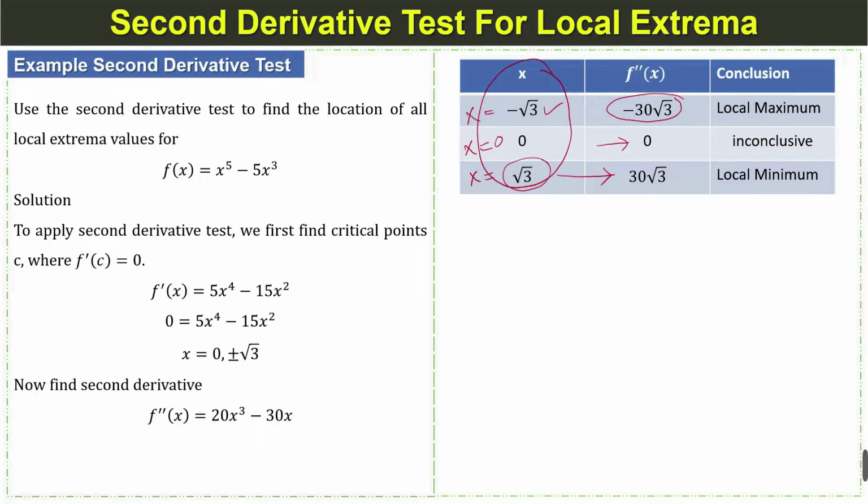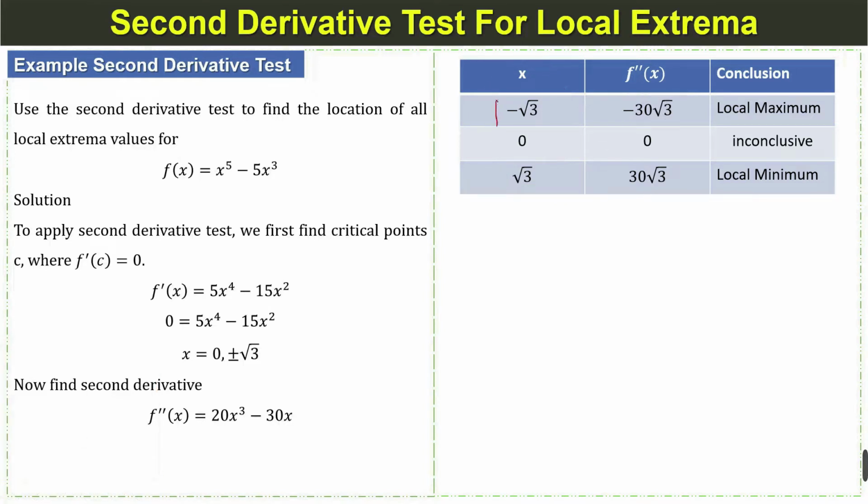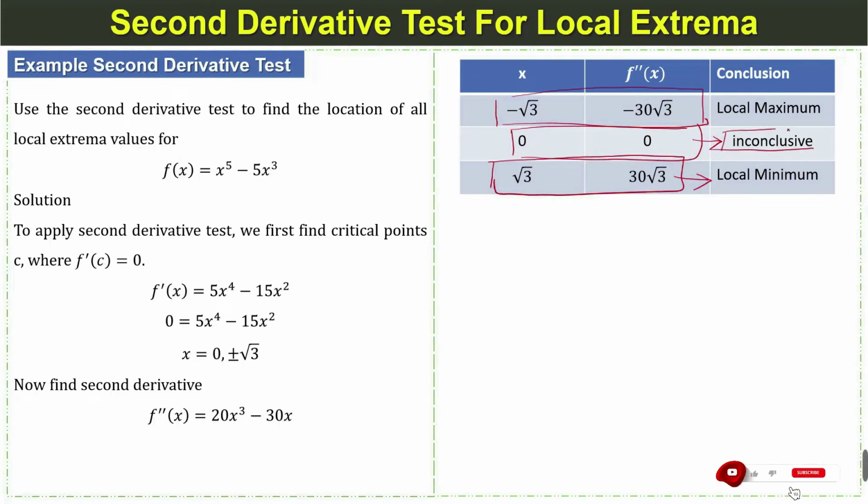So at this point, the function has a local maximum, and at x is equal to 0, the test is inconclusive, and when x is equal to √3, the function has a local minimum. Okay, so when the test is inconclusive, then what will we do?